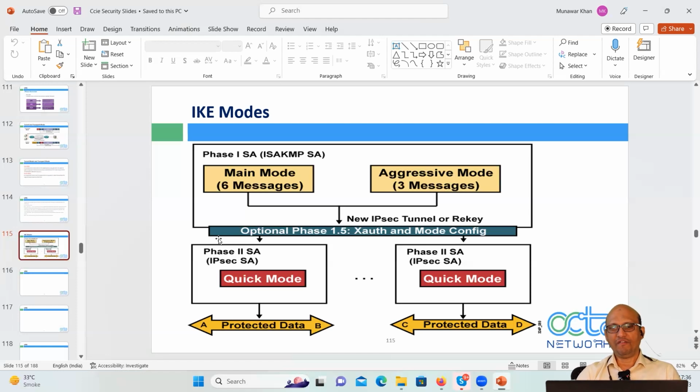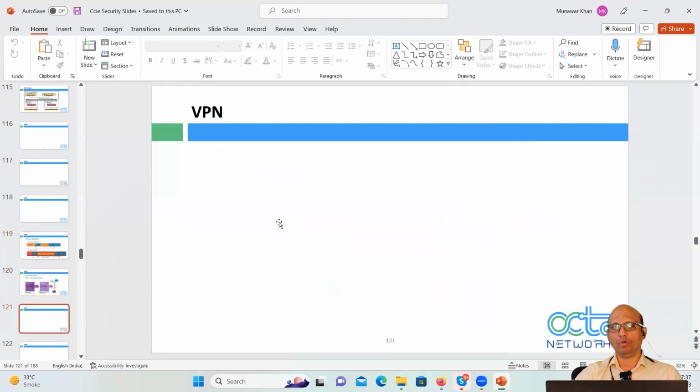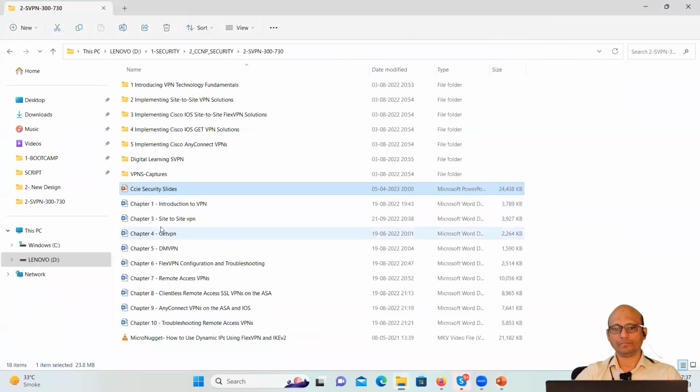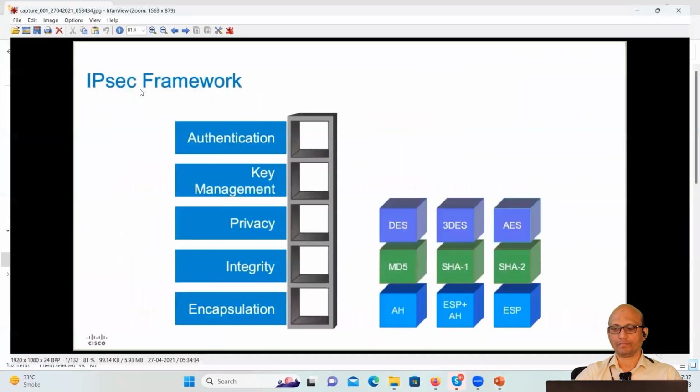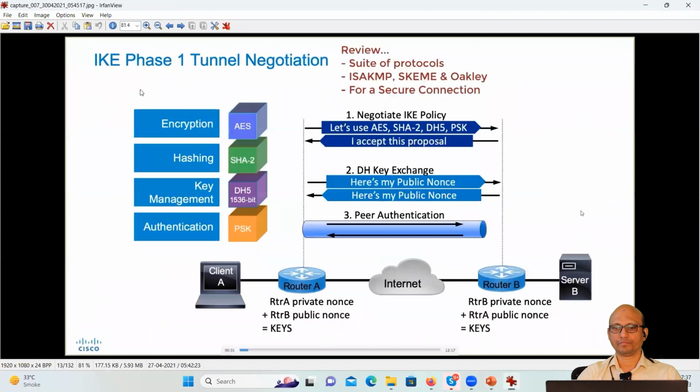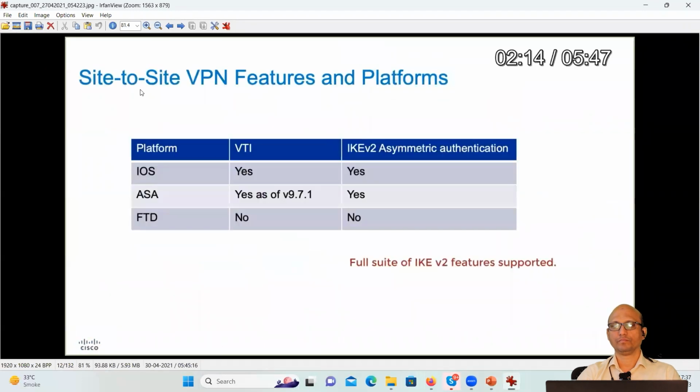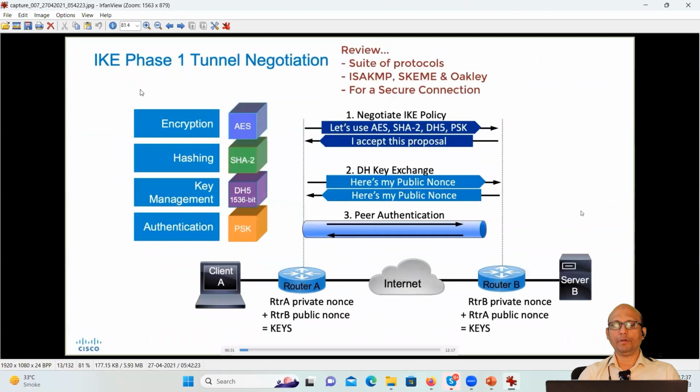Okay. So now in phase 1 also you have 2 modes. One is main mode and the second one is aggressive mode. Now when we talk about main mode, I'll show you. See here. This is the main mode taking place between router A and router B. So in the main mode, the first thing that happens is negotiation of policy.